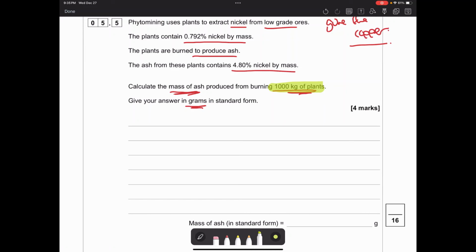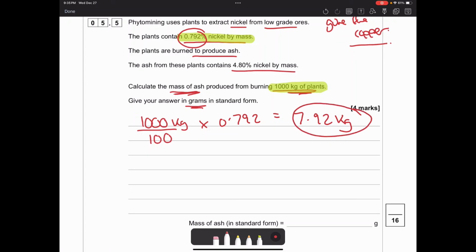First of all, we know that plants contain 0.792% nickel by mass. So what we can first of all do is work out how much nickel we're effectively making from this. If I've got 1,000 kilograms of plants and I want 0.792%, divide by 100, times by 0.792 gives me 7.92 kilograms. So within my plants, there are 7.92 kilograms of nickel. That is my first thing that I can do.